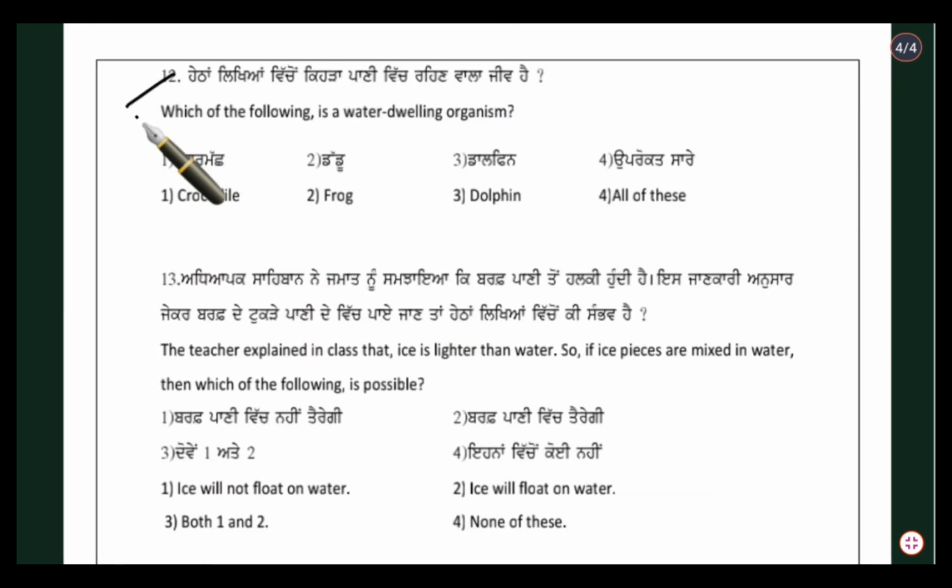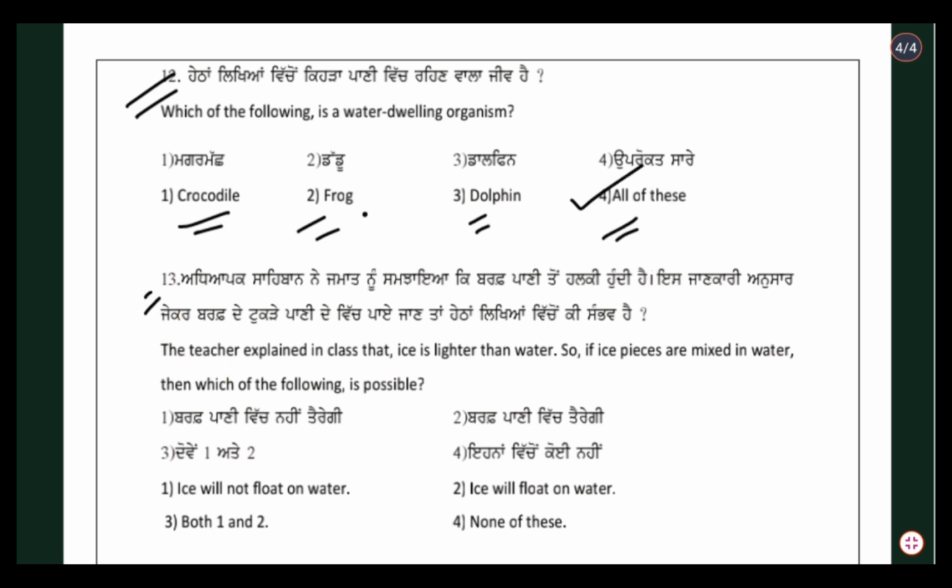Question number 12 is, which of the following is a water dwelling organism? Crocodile, frog, dolphin, and all of these. So dear students, crocodile, frog and dolphin, all these organisms live in or near water. So the right option will be all of these.